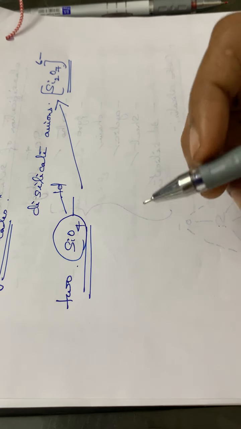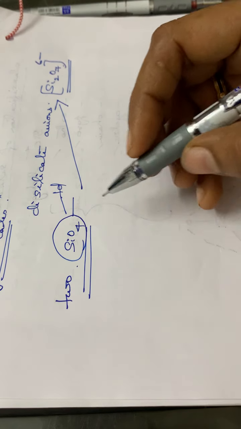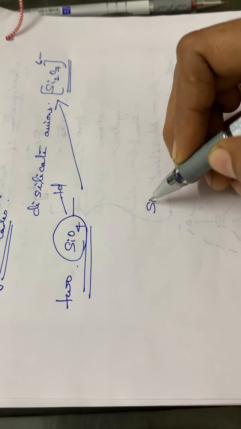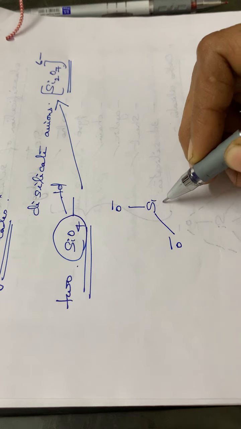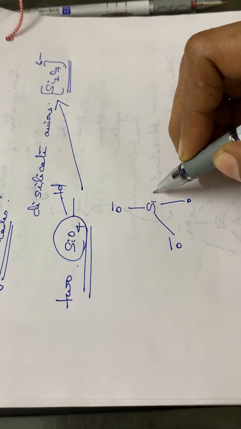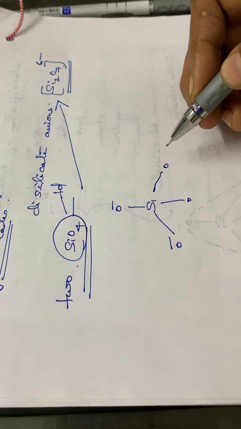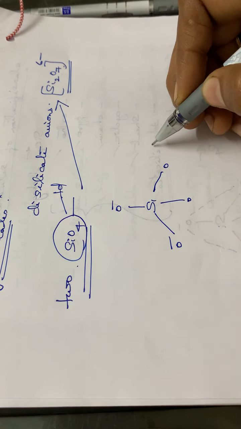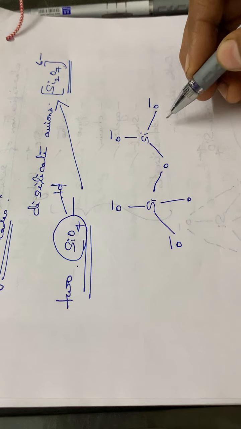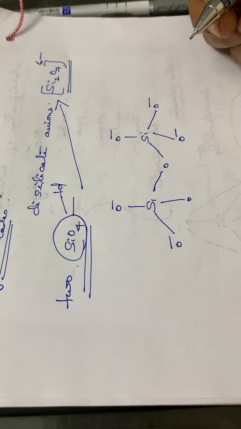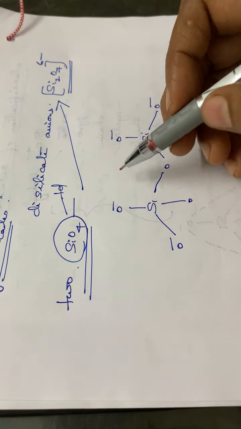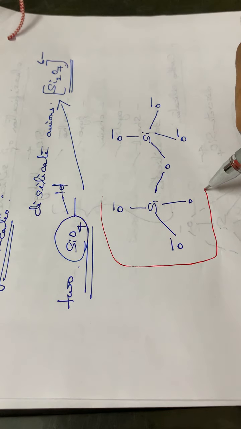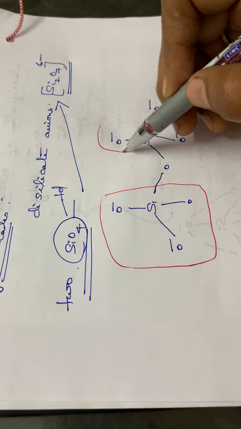So two tetrahedral units will be there. The first one I am writing like this: Si, O minus, then O minus, and again O minus, then another oxygen atom. This oxygen will be shared by the next tetrahedral unit. So again O minus, then O minus. Here two tetrahedral units are there: this is the first tetrahedral unit and this is the next tetrahedral unit.